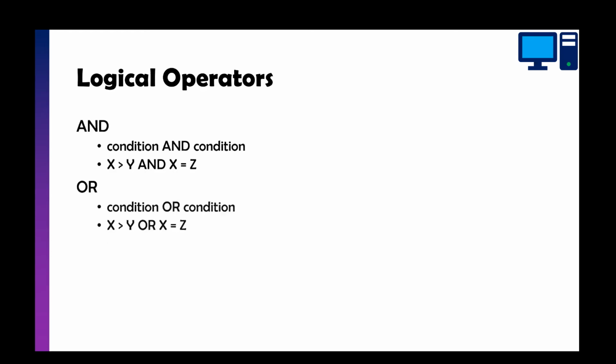Just like before, we've got our AND, OR and NOT logical operators. We have two conditions, condition 1 and condition 2. It could be: if x is greater than y AND x is equal to z, do something. You've got your OR, which is first condition or second condition, so it could be: if x is greater than y OR x is equal to z. And then you've got NOT, which is essentially swapping the output. So if x is greater than y, instead of returning true, we return false.